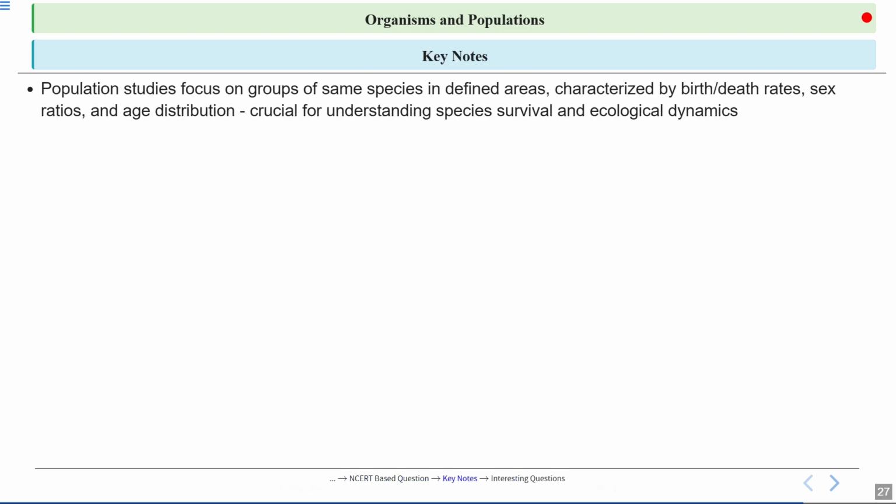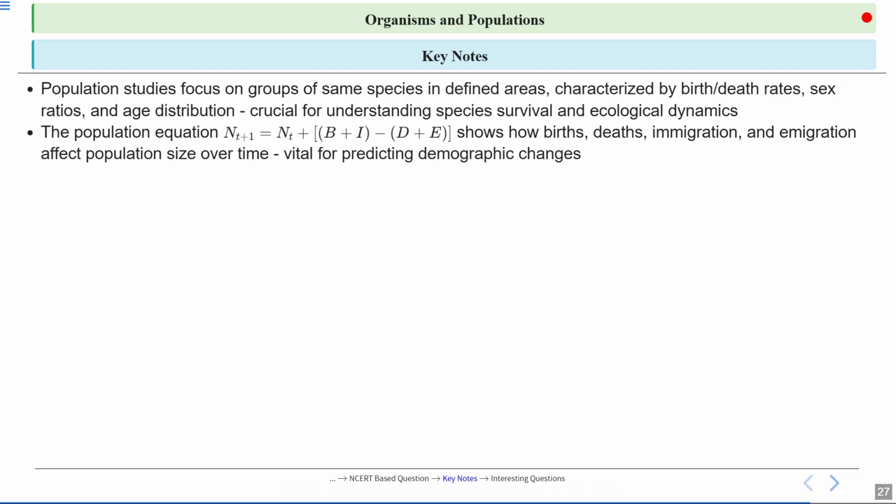Now let's discuss some key notes. Population studies focus on groups of the same species in defined areas, characterized by birth rate, death rate, sex ratio, and age distribution. These are basically the characteristics of a population, and they are crucial for understanding species survival and ecological dynamics. We also talked about this equation. This equation shows how birth and death, as well as immigration and emigration, affect the population size over time.